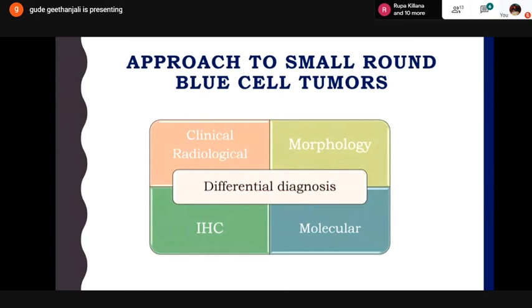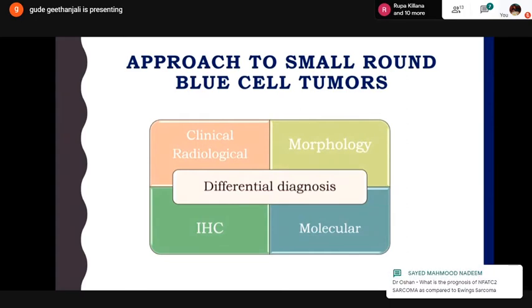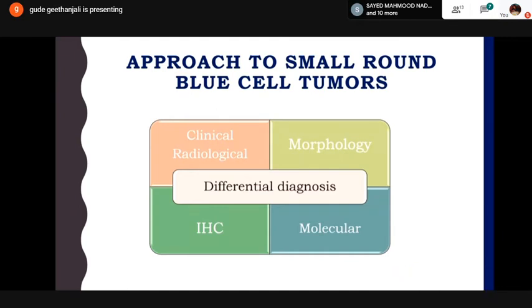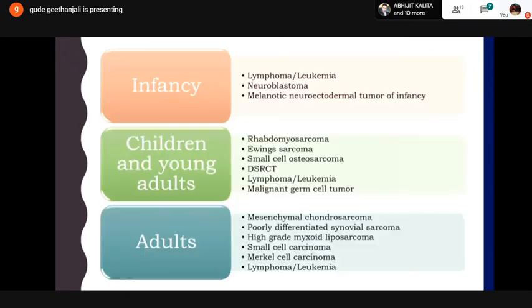So finally, coming to how to approach these tumors which have a small round blue cell morphology and are undifferentiated. To diagnose these tumors, we should first see the clinical and radiological picture. So clinically, we should look at the age of the patient and the site of the tumor, because of which we can narrow down a lot of differential diagnosis. Then the morphological picture, immunohistochemistry to identify the line of differentiation, and finally the molecular genetic studies.